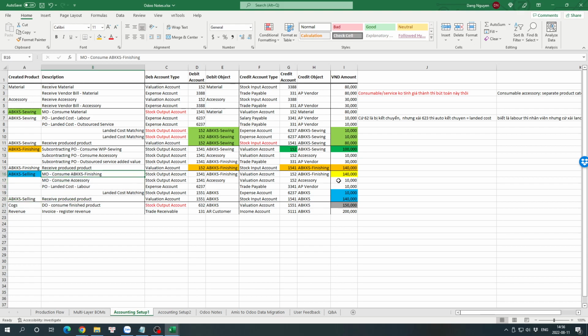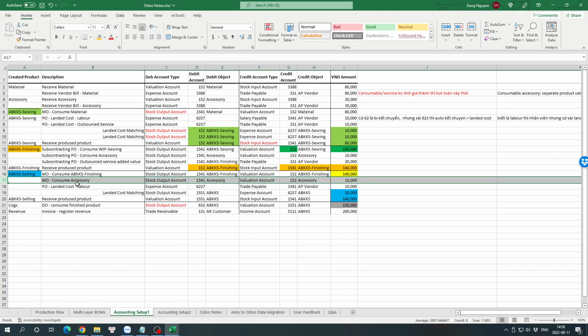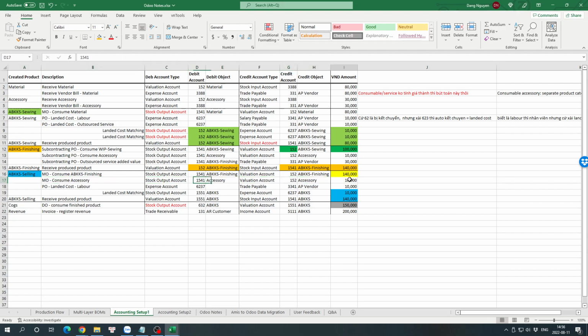You moved this value of 140,000 from the previous step, and you are adding more value here. Consume accessories, so stock output account was set up so that you would bring over 10,000. Then you got landed cost, labor. All right, it's the finishing team, so it's landed cost right here. And then you got 150,000. Finally, you sell the product.